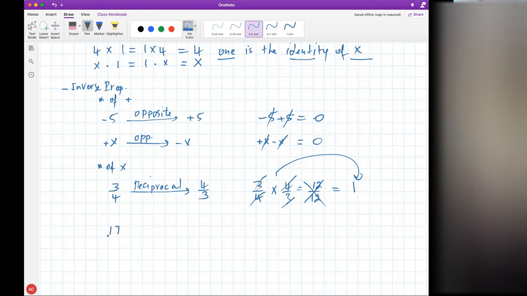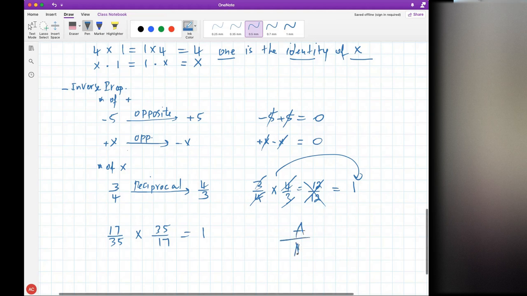There's another example. If you have, for example, 17/35, let's multiply this by its reciprocal. What is the reciprocal of this? 35/17. That's right. And what is the product of this number times this number? It would be 1. No need to do the math. We know for a fact it's going to be 1 because it's 17 times 35 over the same thing, 17 times 35. Any number divided by itself is always 1. You don't even need to know what the number is. When you divide something by itself, it's always going to be 1.